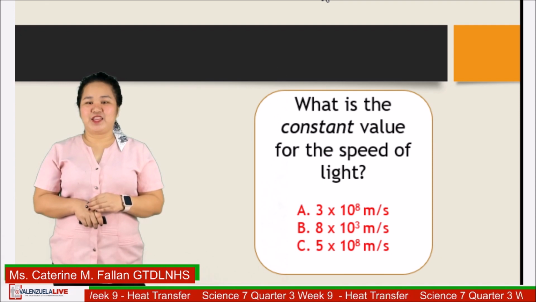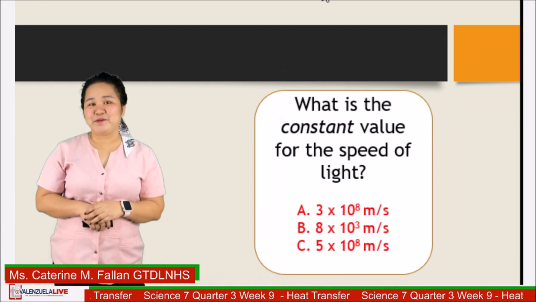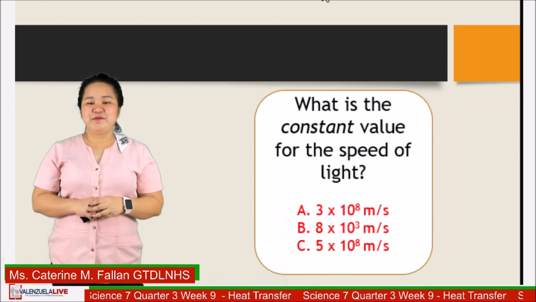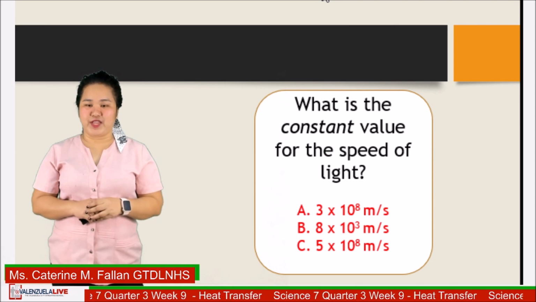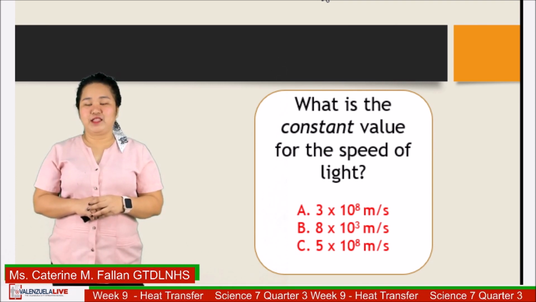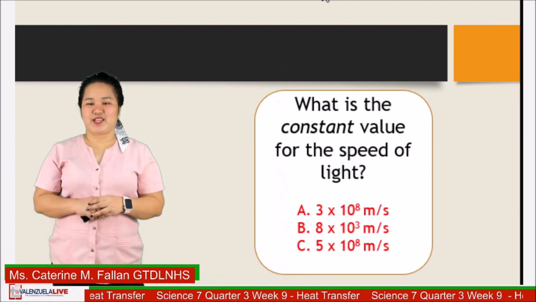What is the constant value for the speed of light? A, 3 times 10 raised to 8 meters per second. B, 8 times 10 raised to 3 meters per second. Or letter C, 5 times 10 raised to 8 meters per second. Write the correct letter in our comment section.